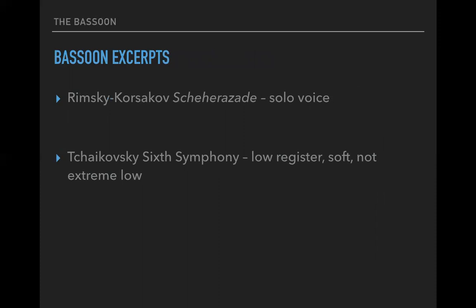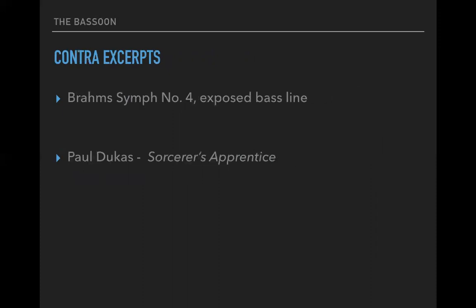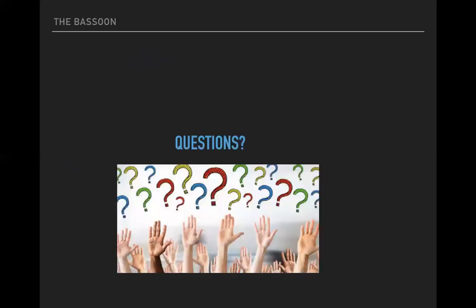We'll listen in class to a couple of examples: Rimsky-Korsakov's Scheherazade, which has so many great woodwind solos, and Tchaikovsky's Sixth Symphony, which is a good demonstration of the low register. For contrabassoon excerpts, we'll listen to Brahms Symphony No. 4, which has a nice exposed bass line. And of course, you know this solo well, Paul Dukas's The Sorcerer's Apprentice. So there you have it. There are some good excerpts for you, which we'll listen to in class.